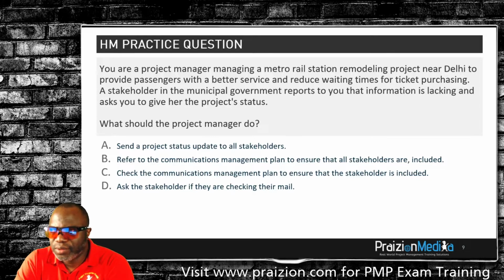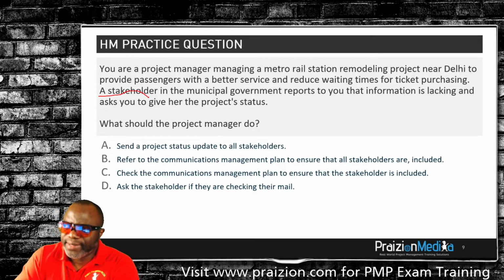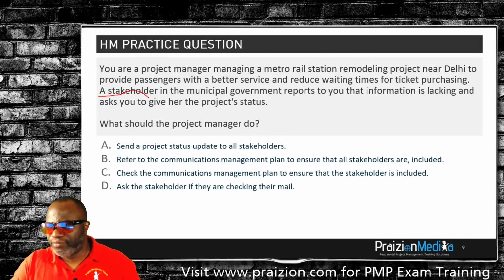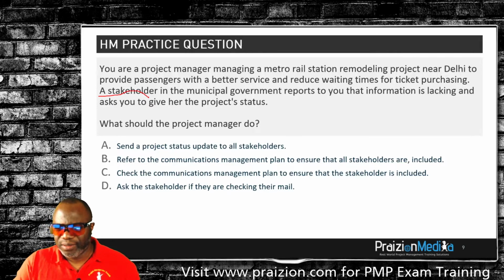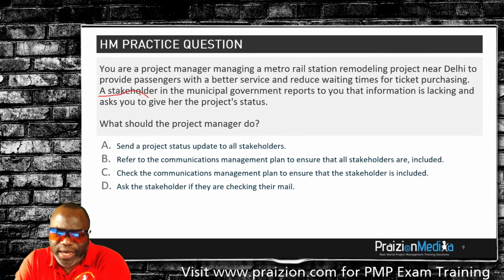All right. 3, 2, 1. Okay, so you got to watch the language here, my friends. If you need more time, hit the pause button, but it says a stakeholder, right? So we know that it's one stakeholder in the municipal government reports to you that information is lacking. So what would the best thing for you to do be? The best thing for you to do, is it to send a report to everyone?